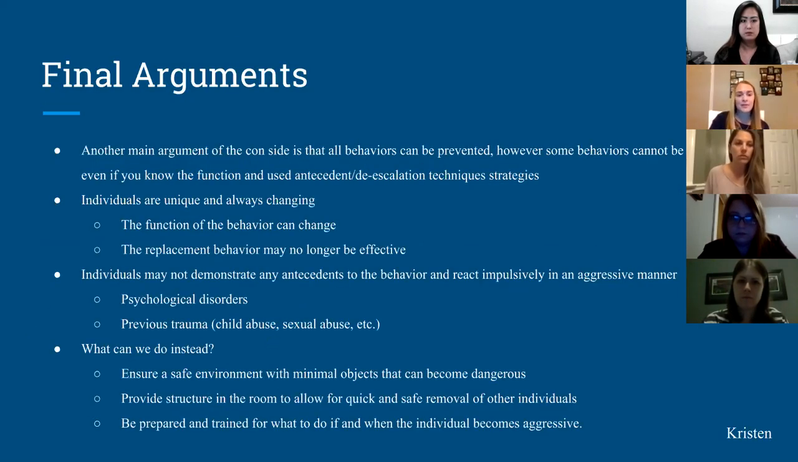Also, another main argument of the con side is that all behaviors can be prevented. However, some behaviors cannot. Even if we know the function and use antecedent or de-escalation techniques and strategies, they can still occur. Individuals are unique and always changing, so the function of the behavior can change. That means the replacement behavior we may have taught may no longer be effective. Individuals may not demonstrate any antecedents of behavior and react impulsively in an aggressive manner. This could be for numerous reasons.